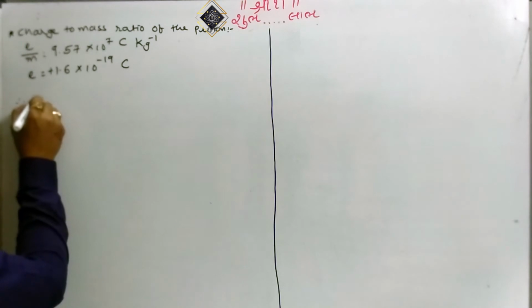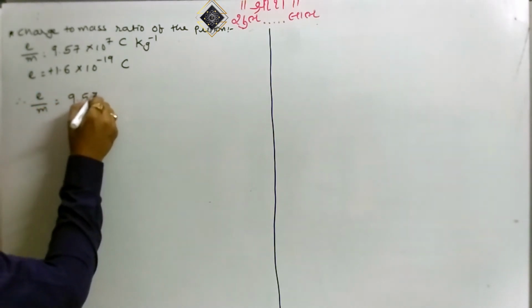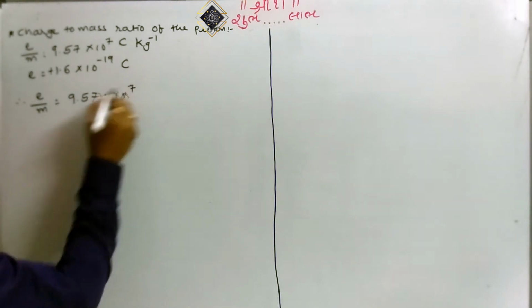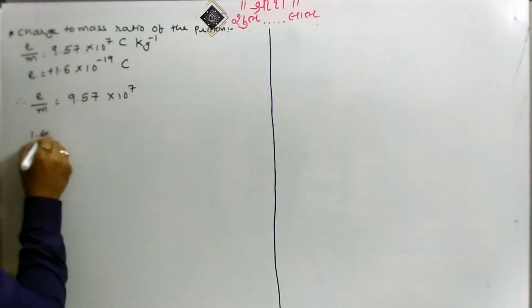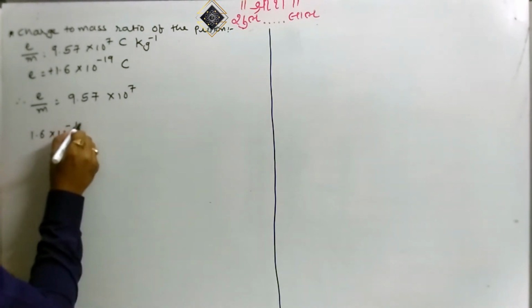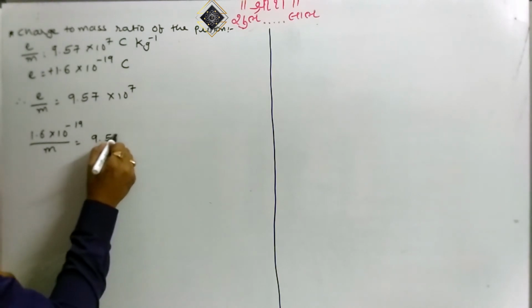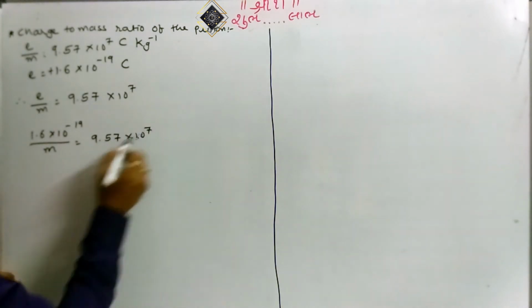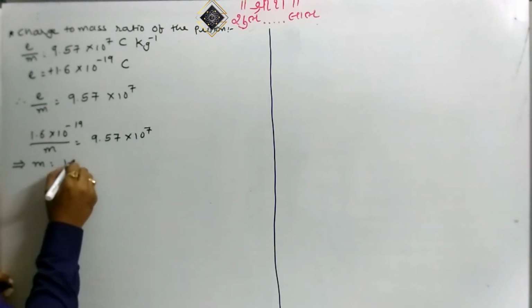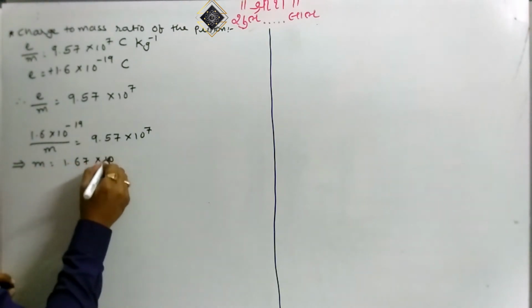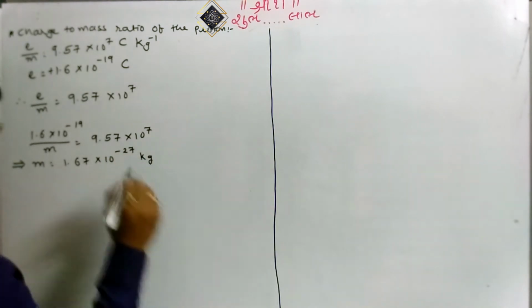Therefore, e/m is equal to 9.57 into 10 raised to 7. Charge value of the proton is 1.6 into 10 raised to minus 19 divided by mass is equal to 9.57 into 10 raised to 7. Let's find out the mass. So mass of the proton is 1.67 into 10 raised to minus 27 kilogram.